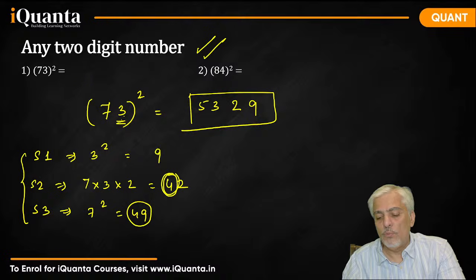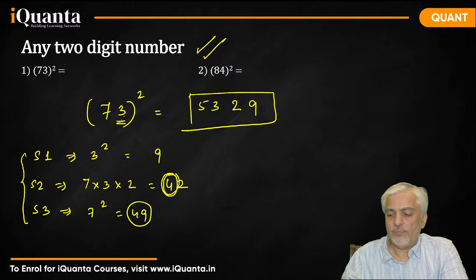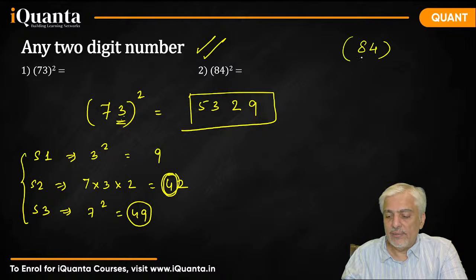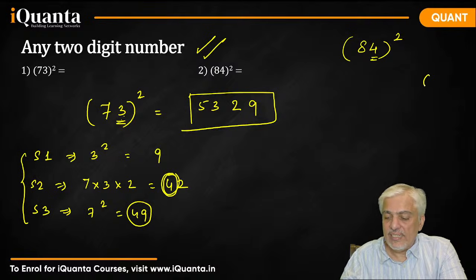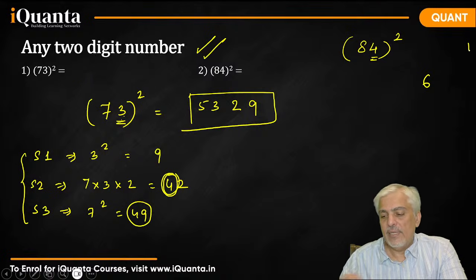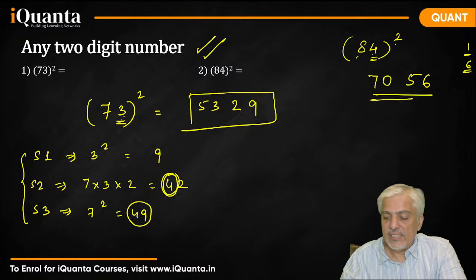Okay, pay attention to one more. Just let this seep in for a minute. Just go through it carefully and then we will do one more. 84 square. 4 square is 16. So 1 carry over. 8 4s are 32. 32 2s are 64. 64 plus 1, 65. 6 carry over. 8 square 64. 64 plus 6, 70. 7056.